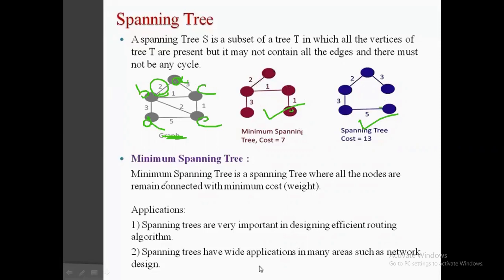Let us discuss minimum spanning tree. A minimum spanning tree is a spanning tree where all the nodes remain connected with the minimum cost. It should contain minimum cost. We have to find the minimum spanning tree. For example, take the above example. Among the two spanning trees, by comparing the costs, 7 is less than 13. So the minimum spanning tree is this one among the two spanning trees.